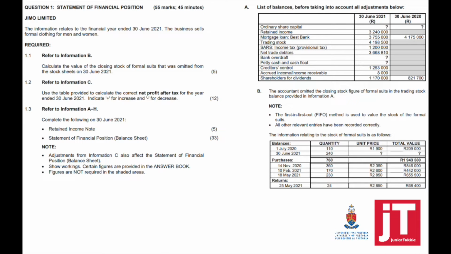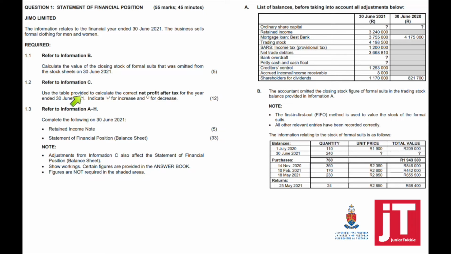If you look at the question, it says required. Refer to information B. Calculate the value of your closing stock of formal suits that was omitted from the stock sheet on 30 June 2021. So take note of how FIFO, inventory systems, how we evaluate our inventory is incorporated into financial statements.